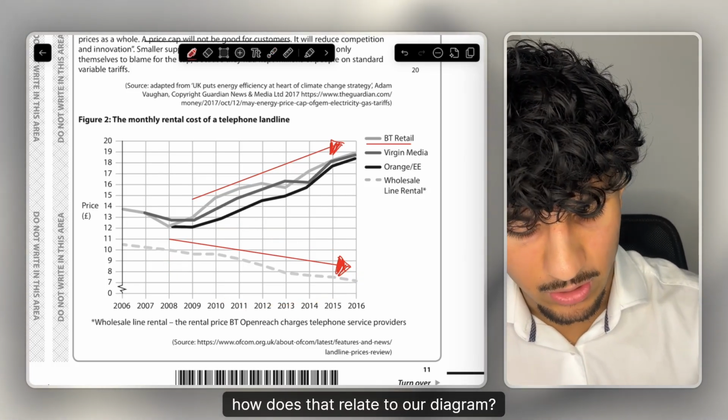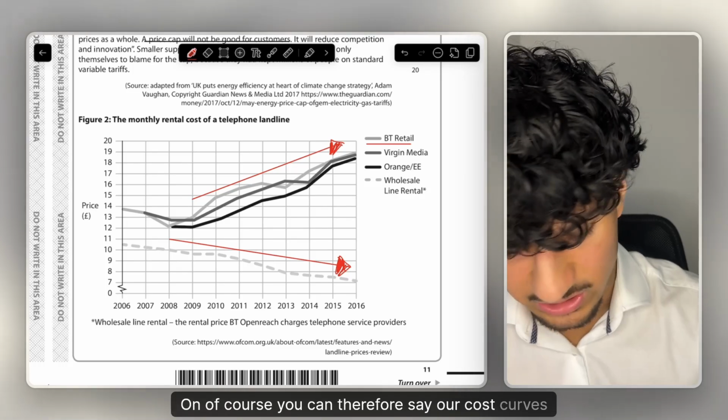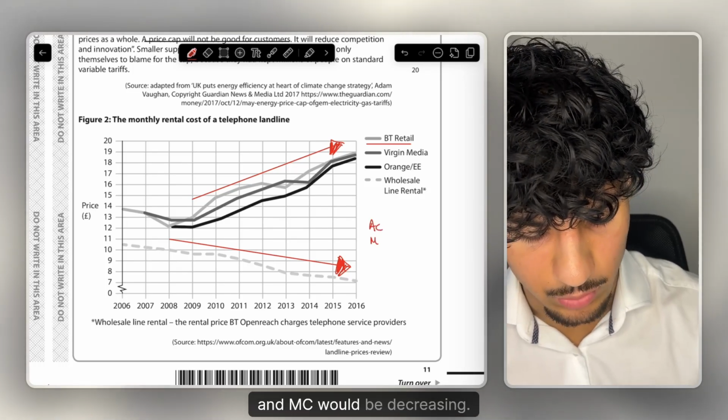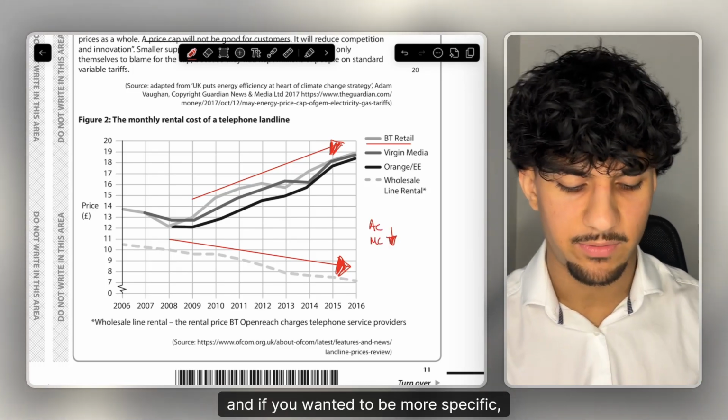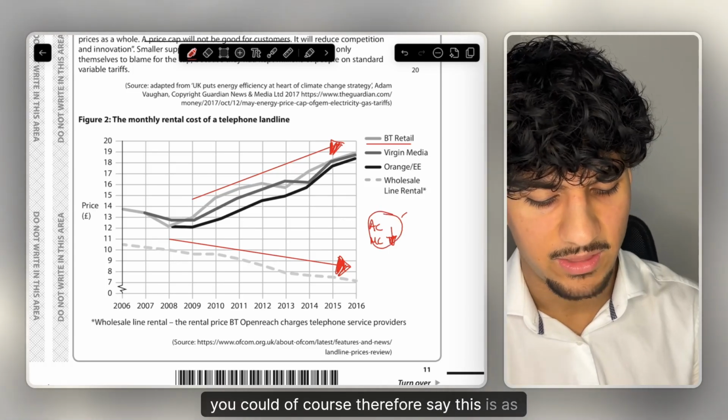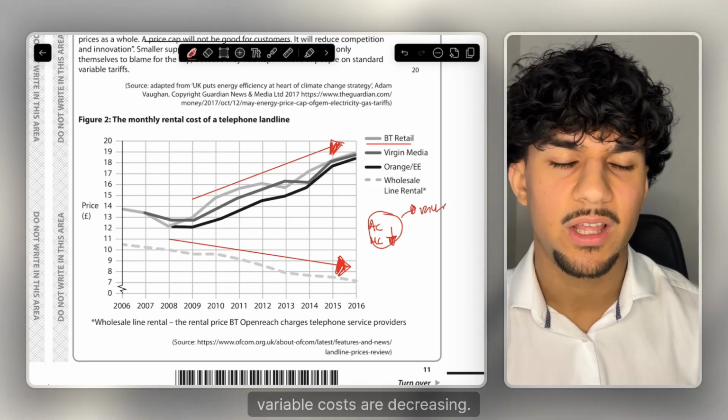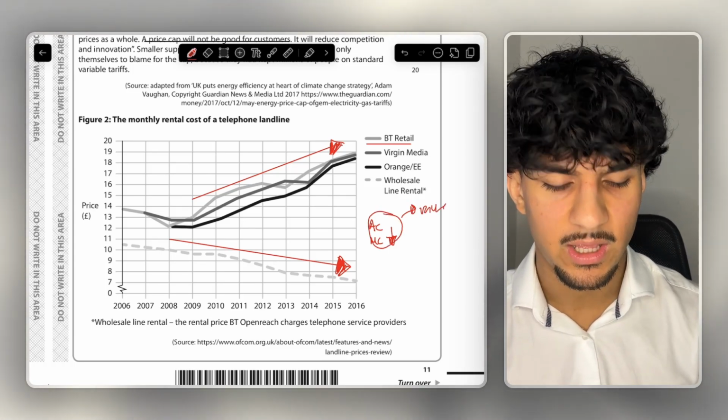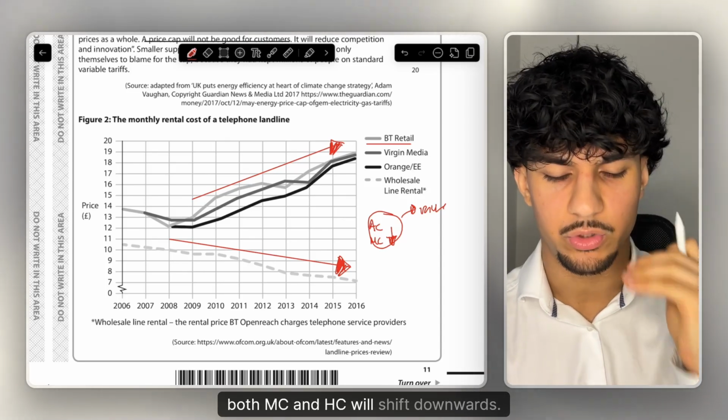How does that relate to our diagram? Of course, you can therefore say our cost curves, which are AC and MC, would be decreasing. And if you wanted to be more specific, you could say this is as variable costs are decreasing, and of course if variable costs are decreasing, both MC and AC will shift downward.